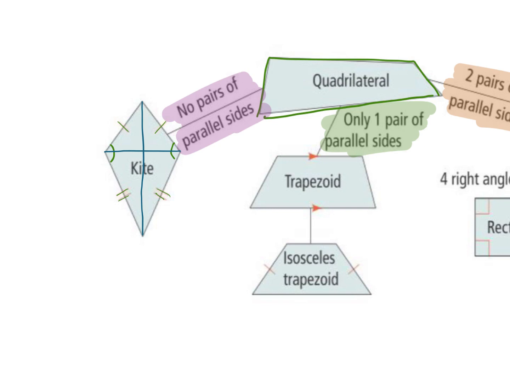So in a kite, what do you know about the diagonals? The diagonals of a kite are perpendicular, so we know these are all 90 degrees. And it bisects a pair of opposite angles. So these two angles would be the same, and these bottom angles will be the same. Write it down.